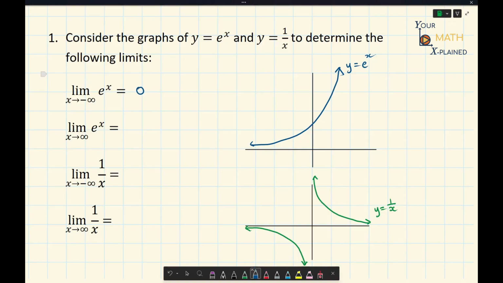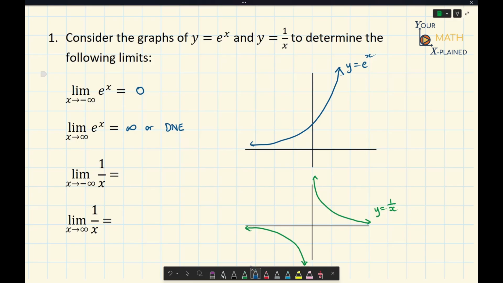Now what happens as x approaches positive infinity? Looking at the graph here, we can see that we're going up. So this means we're not going to reach a particular value because it's just going to keep going higher and higher. So therefore, the second limit would be infinity, or you can say that it does not exist because it is not equal to a specific number.